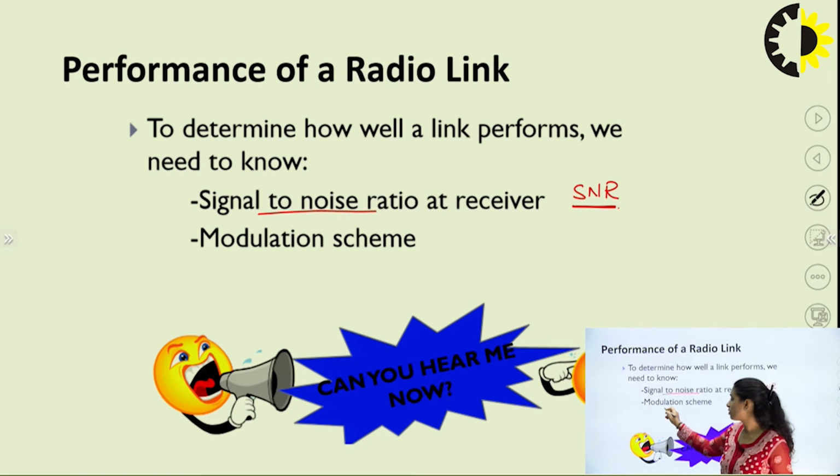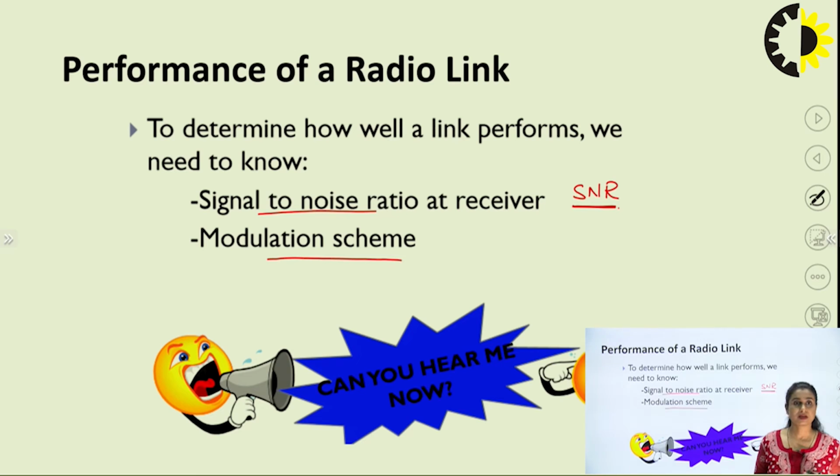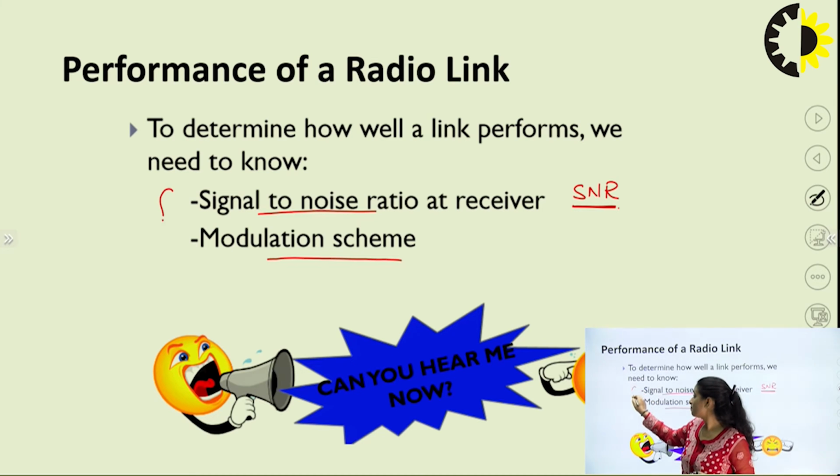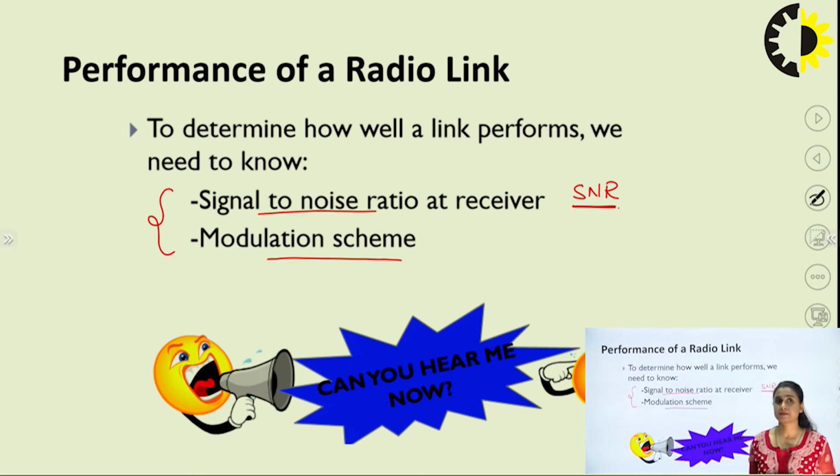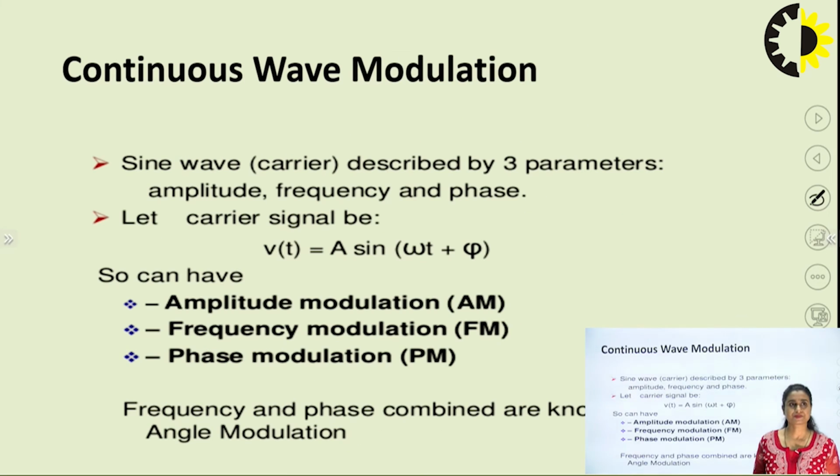Another factor is what kind of modulation scheme I am using, whether analog modulation or digital modulation, and within that, what kind of scheme, like AM, FM, PM or ASK, FSK, PSK. So these two are the prime factors that will decide the performance of my radio link. In whole, when we study communication systems, we need to understand this.